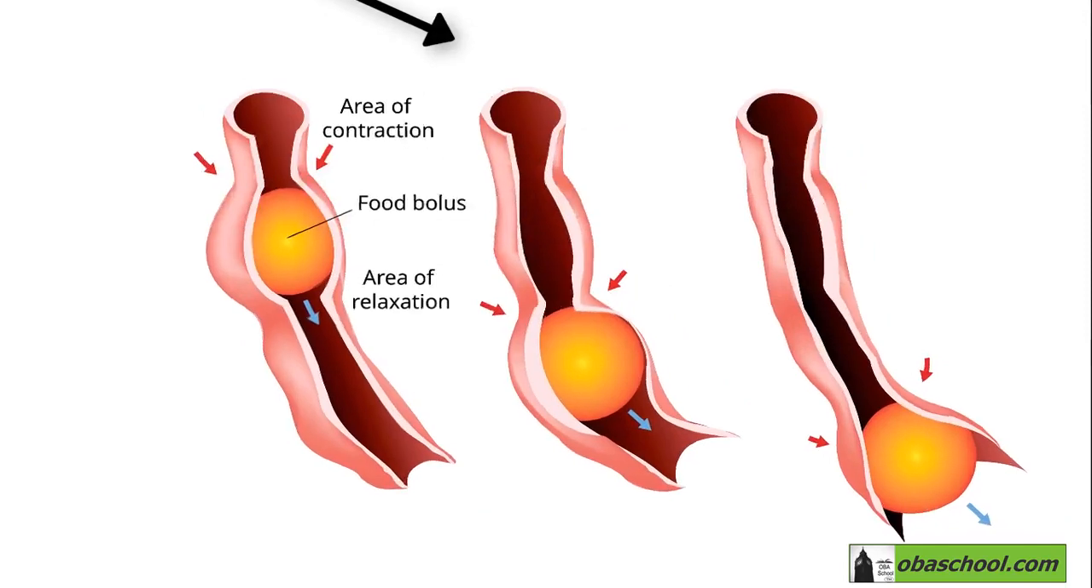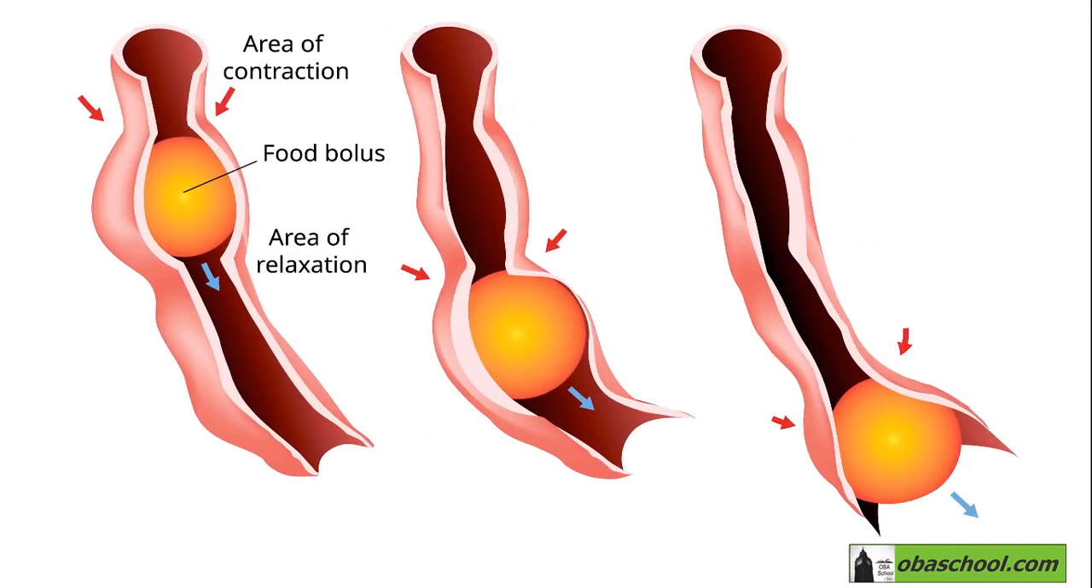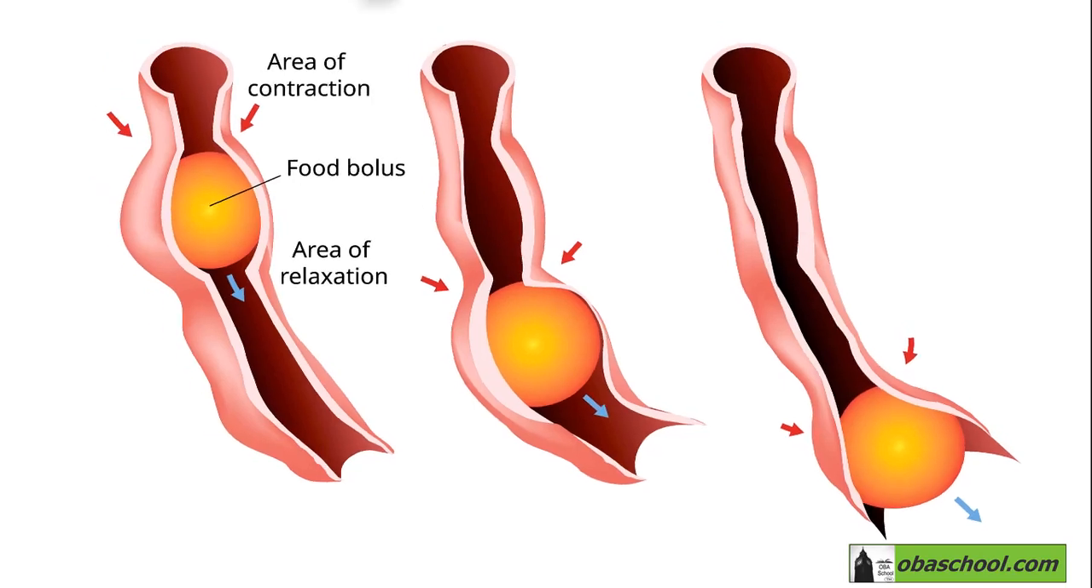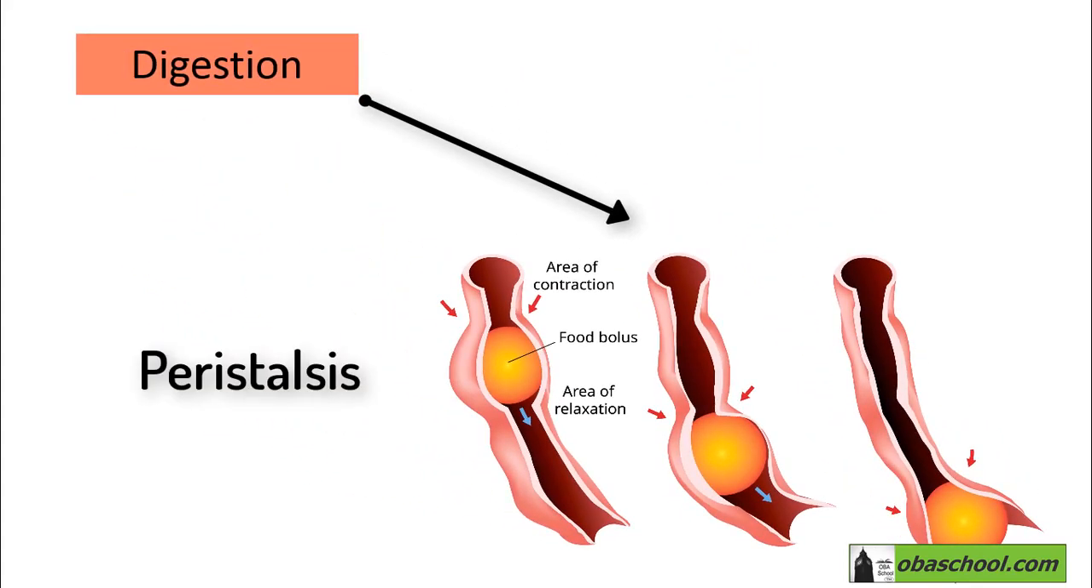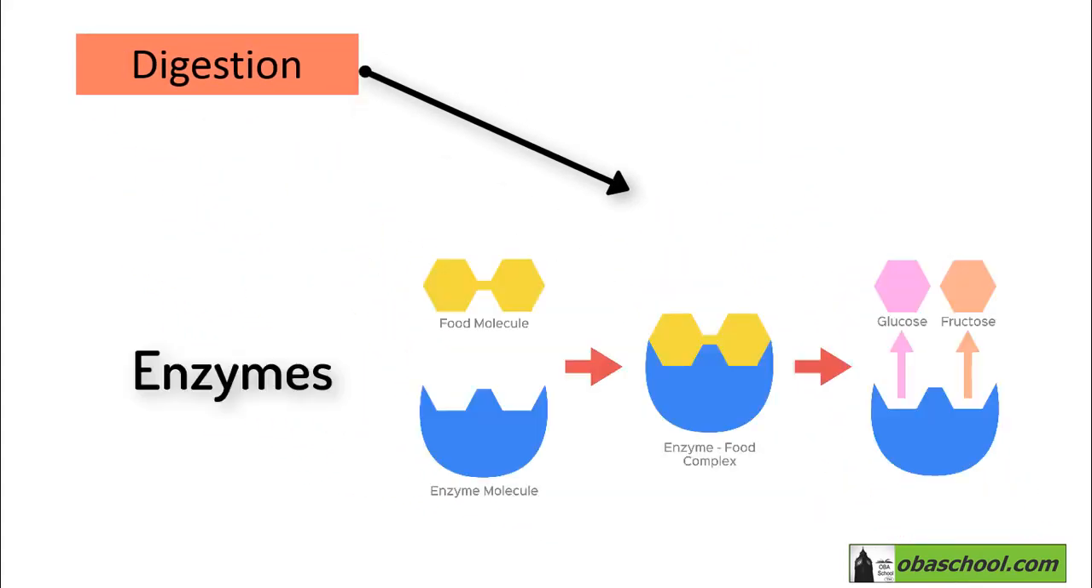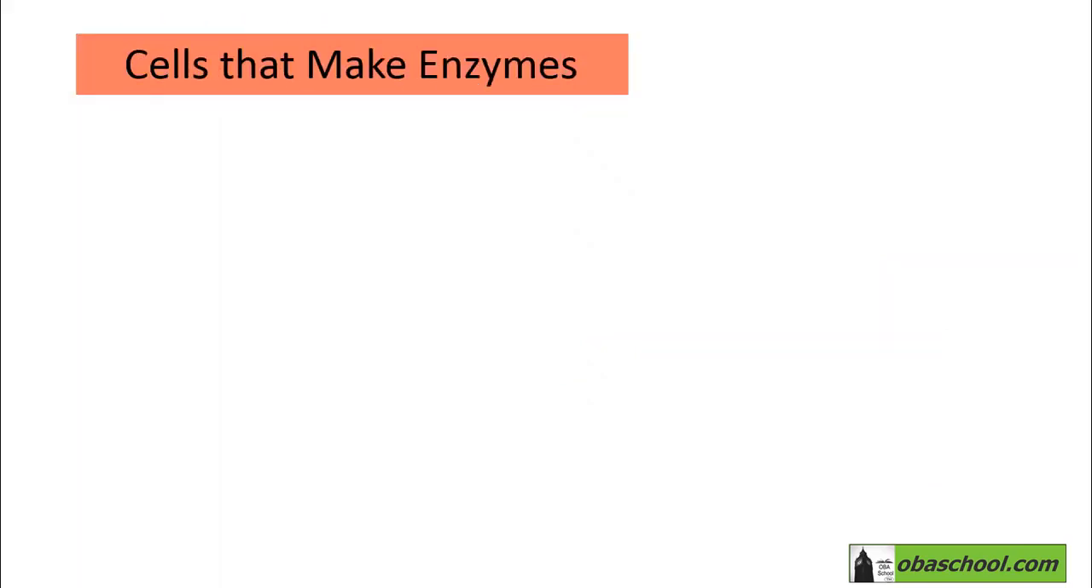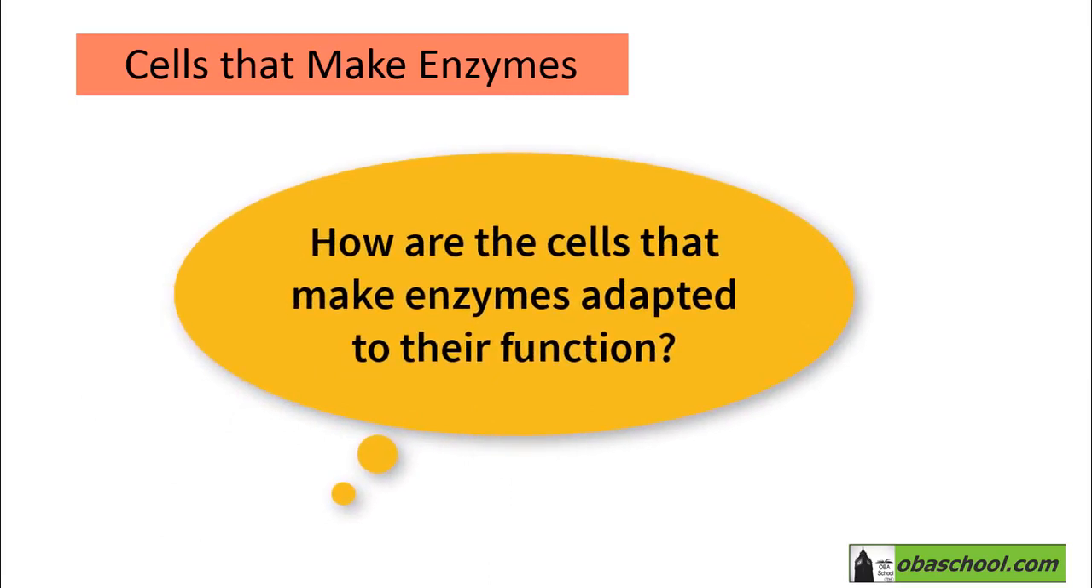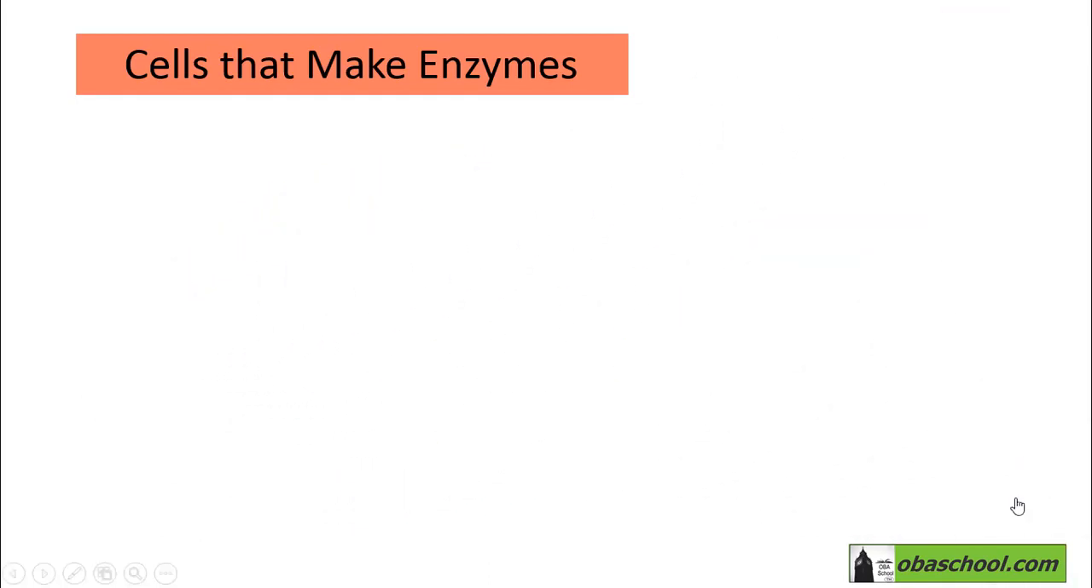Digestion can occur by two means, either by the movement of the digestive organs, which usually happens by the muscles and is called peristalsis, or by the enzymes. However, how are the cells that secrete these enzymes adapted for their function?